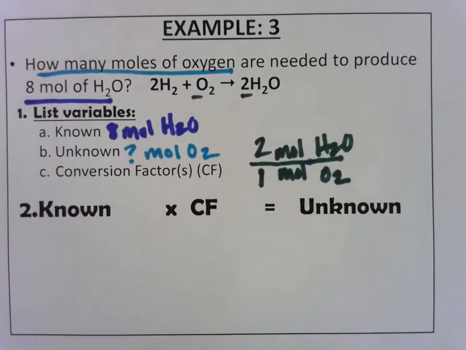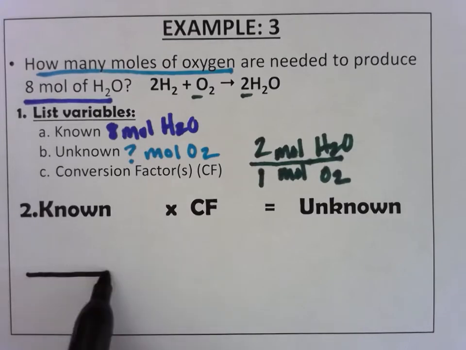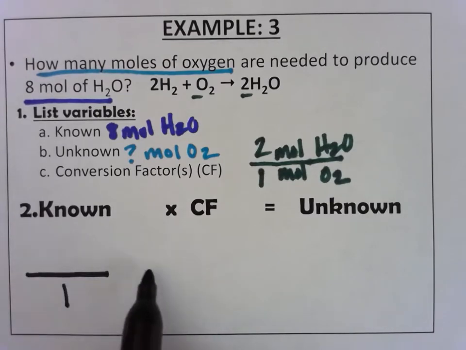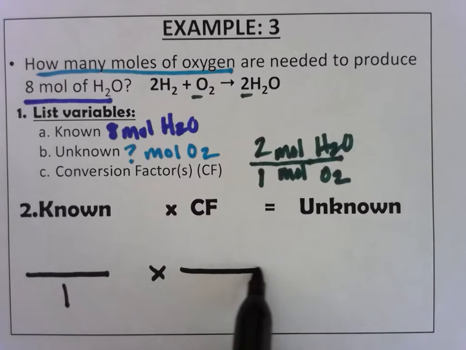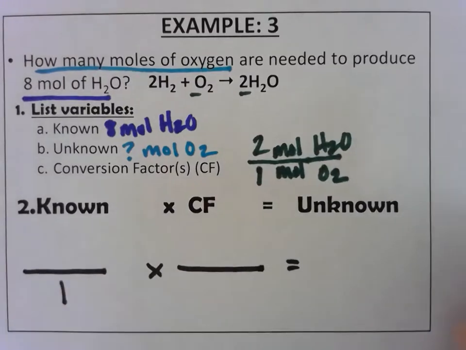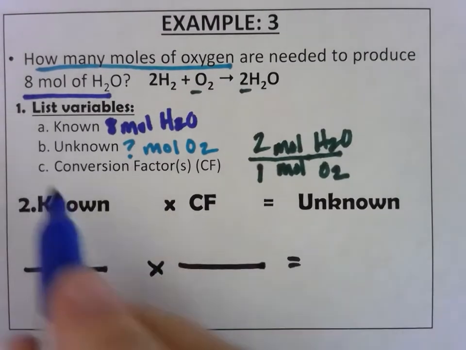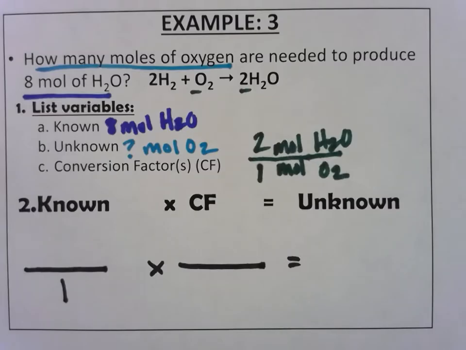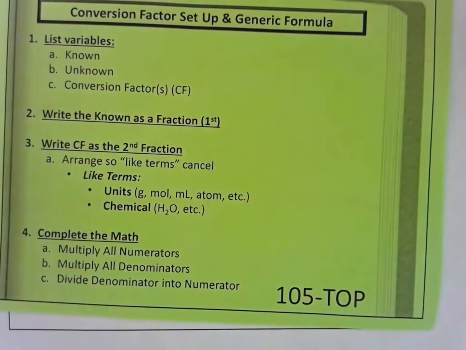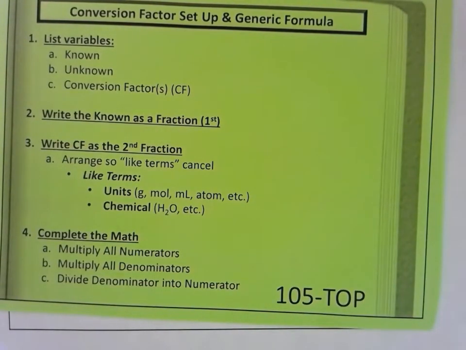The known is the same. I'm going to set up a fraction and put it over 1. I'm going to multiply it times another fraction, which is my conversion factor. Just as a reminder, we're in step 2. We're going to write the known as a fraction, and then step 3, we're going to write the conversion factor as a second fraction and arrange so like terms cancel.